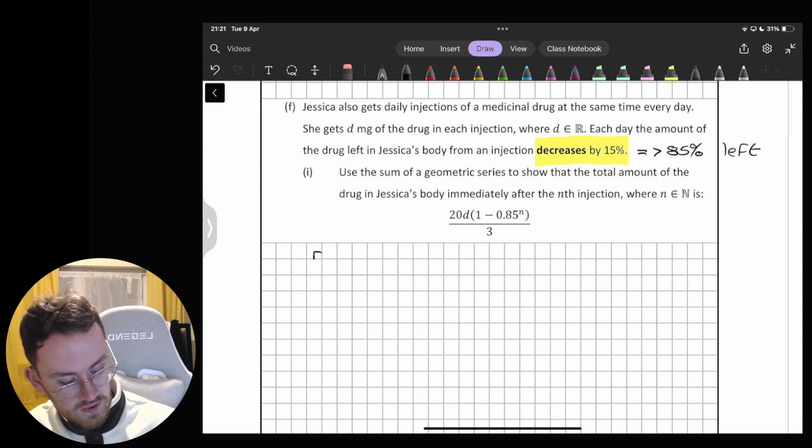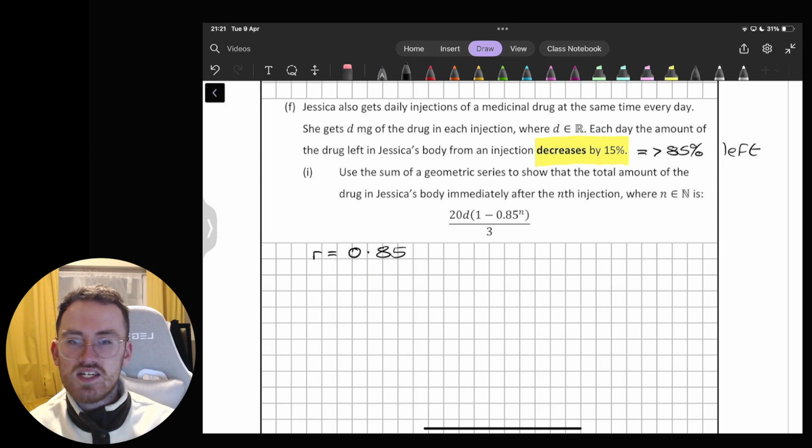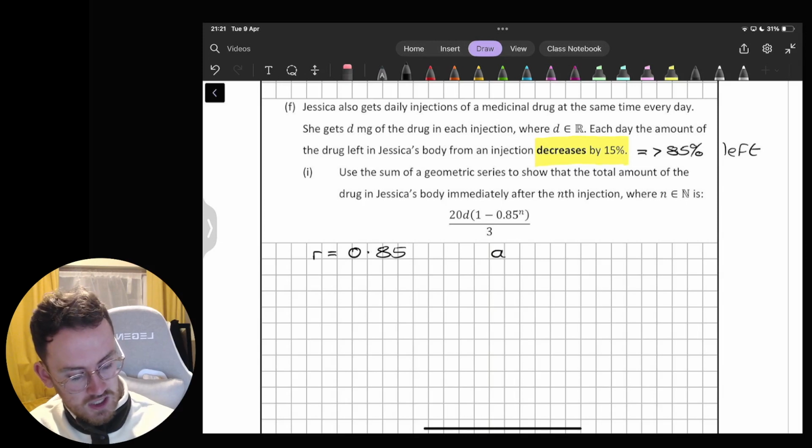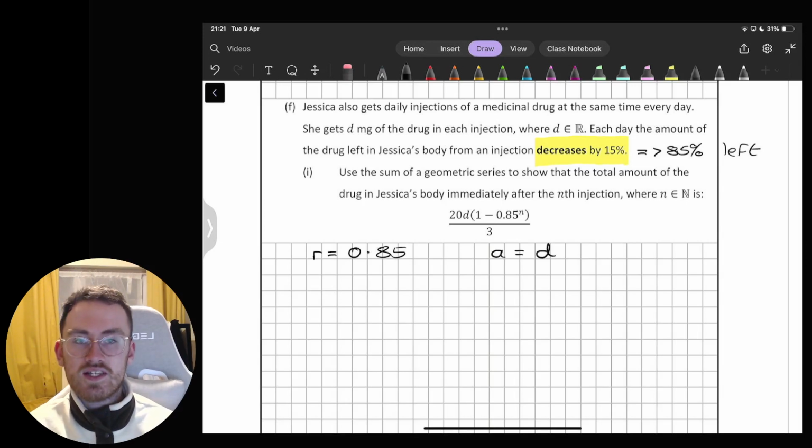So what I'm considering there is that the ratio this time is 0.85. We're decreasing the amount of drug left in her body by a factor of 0.85. We don't know how much was initially injected. We're just told that she was injected with D milligrams. So at the start, on the first day, her first injection would have injected D milligrams, and that's what she would have had in her system for that first day.